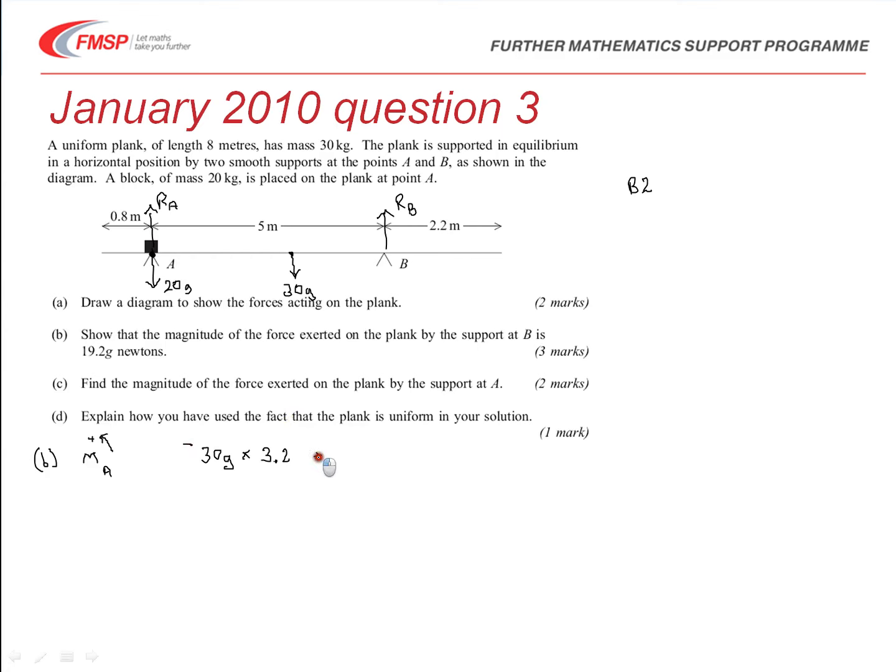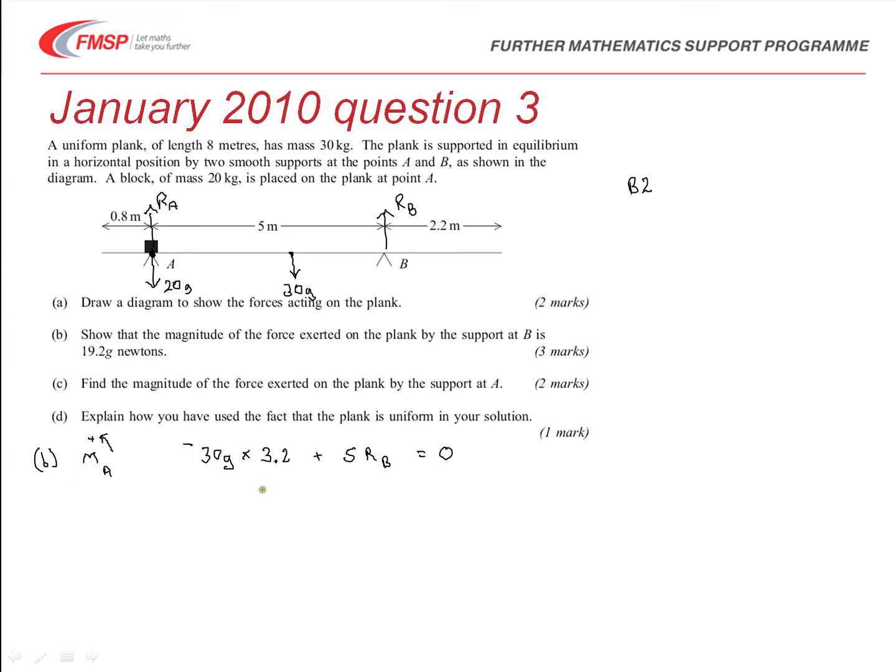Okay, then the only other force we have to consider is RB, which is the one that we're interested in, and its distance from A is 5 metres, so we have to multiply RB by 5. And since we're in equilibrium, that turning effect, total moments about A, must equal 0.